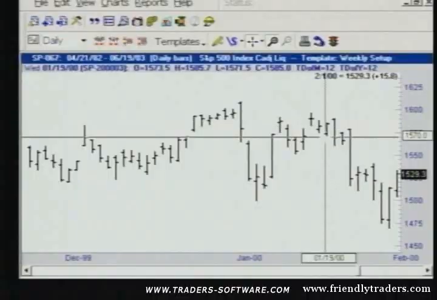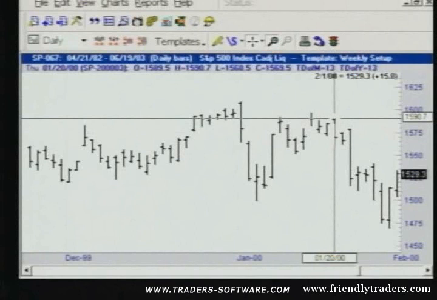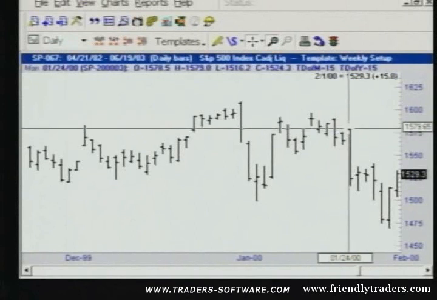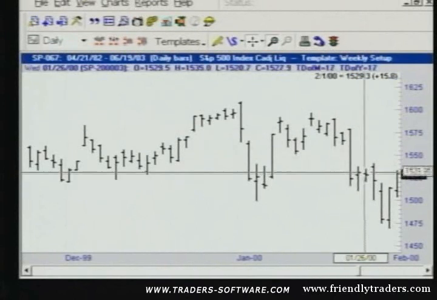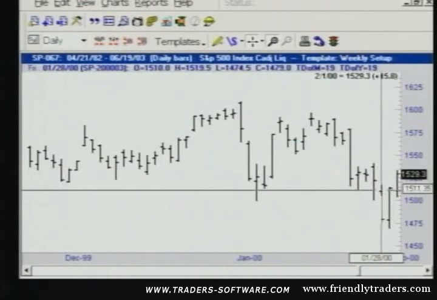This one is opening below the prior bar's low. Buy there, get out on the first profitable opening. Another one opening above the prior bar's high, sell short there, out on the first profitable opening. Open above the prior bar's high, sell short there, and down the market goes.